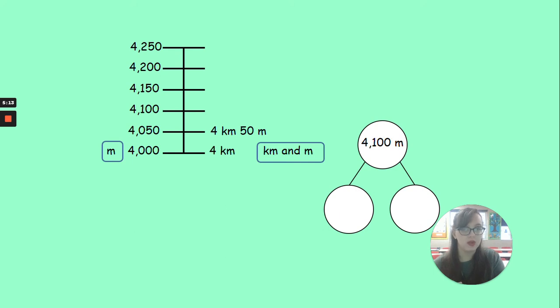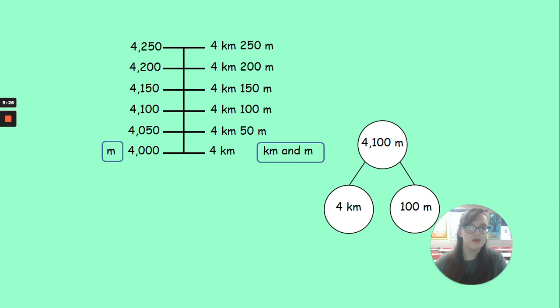For the next one, we're going to do something really similar. We've got 4,100 metres, so we'll break that into 4,000 metres, or 4 kilometres, and 100 metres, to give us 4 kilometres and 100 metres. We can keep doing this with ease, just breaking it down into the thousand number and whatever is left, the hundreds, tens and ones. So for that top one there, 4,250 metres, that's 4,000 metres, which is 4 kilometres, 250 metres to give us 4 kilometres and 250 metres.